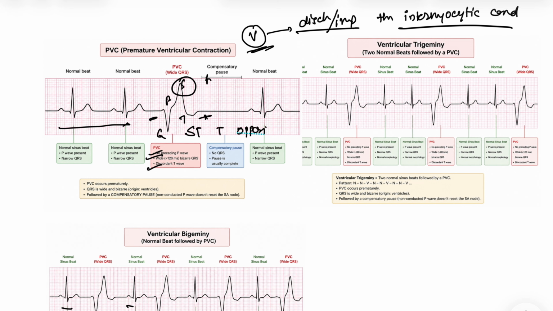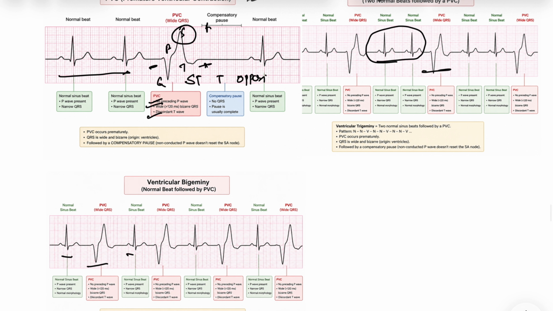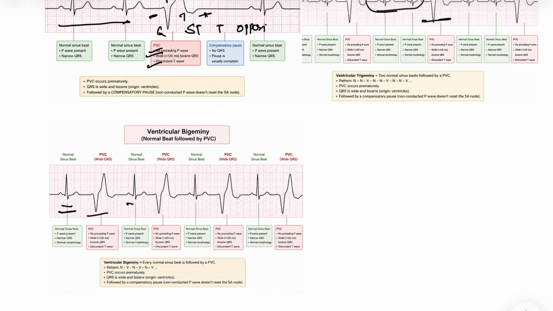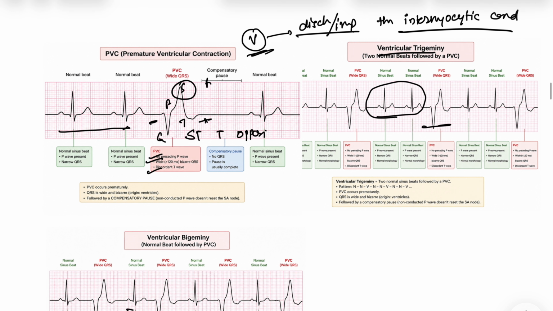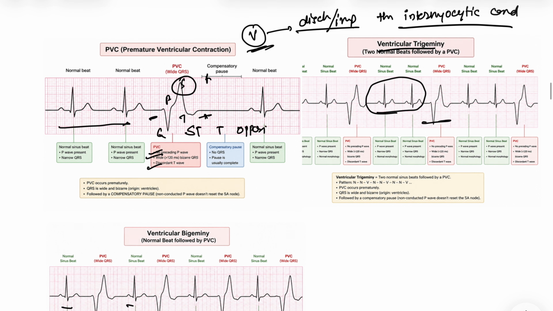Similarly, what do you mean by ventricular trigeminy? Ventricular trigeminy means there are two normal sinus rhythms followed by one PVC. And what do you mean by ventricular bigeminy? There is an alternating sinus rhythm and PVC, right? You can take a screenshot of this image so that you can revise it very quickly.